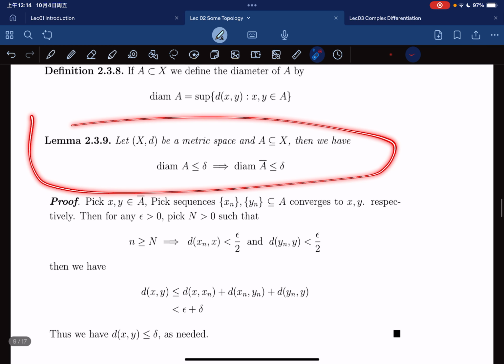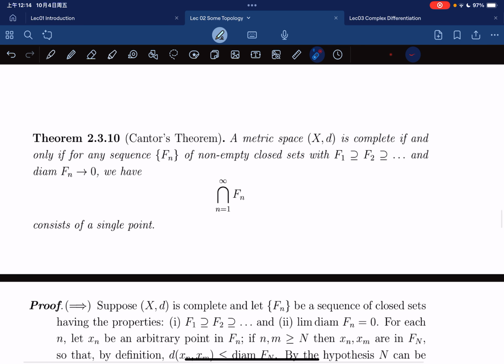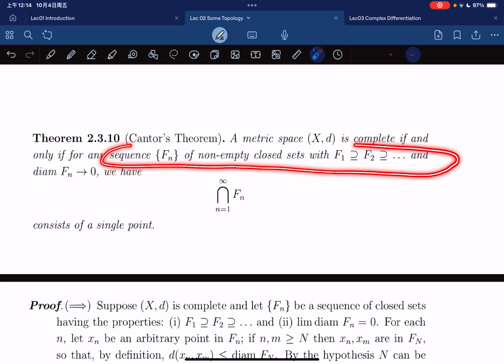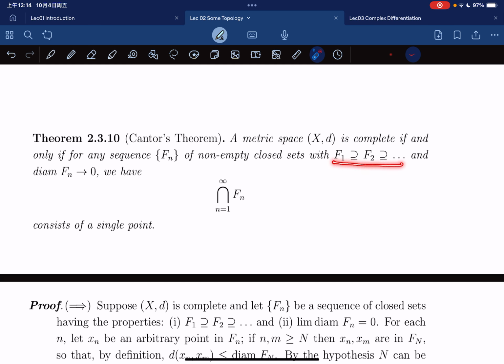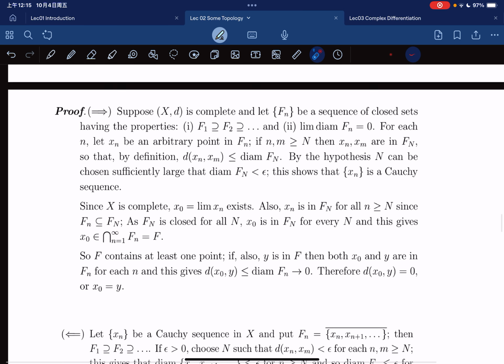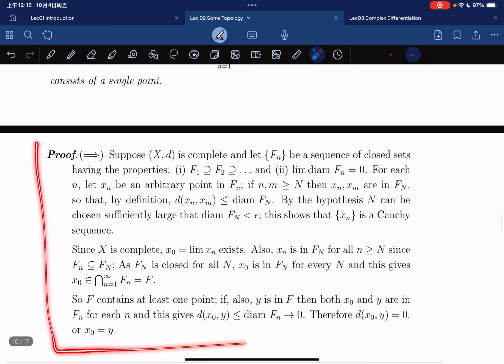And we're going to use this lemma to prove Cantor's theorem. Cantor's theorem is a big theorem. It is a characterization of complete metric spaces. A metric space is complete if and only if for any sequence of non-empty decreasing closed sets whose diameters converge to 0, the intersection consists of a single point. So this is a singleton. This is the equivalent condition of a metric space being complete. For this direction, maybe you pause and take a look.